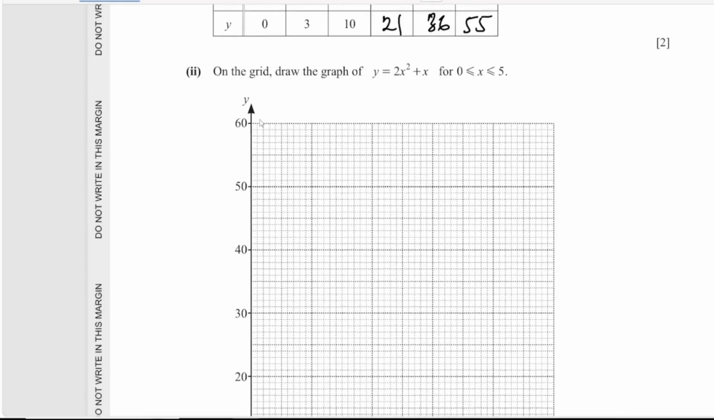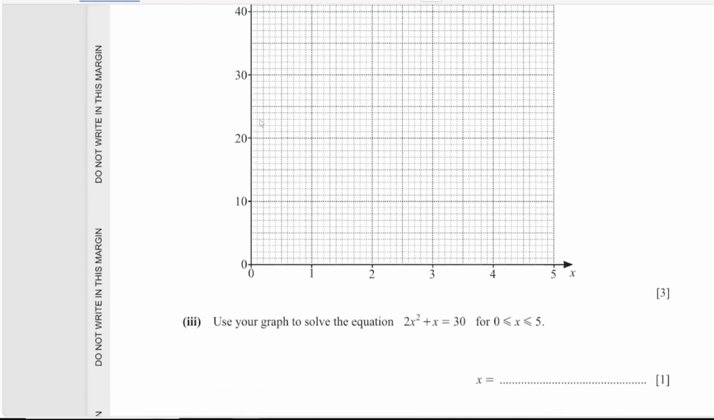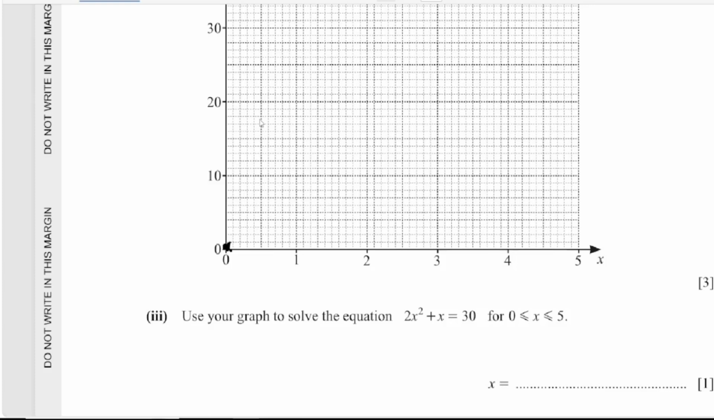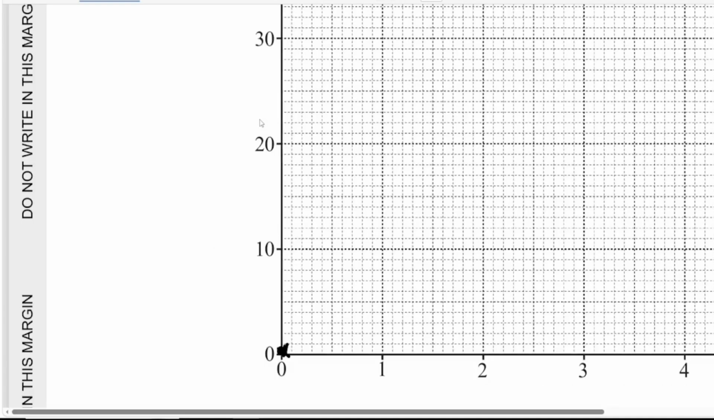Then we plot them. So the first point is 0, 0, 0 for x, 0 for y. Next is 1, 3, 1 here. You may count the lines over here, you realize there are 10. So each line is 1 unit. So 1, 3 is somewhere. Let me zoom in. 1, 3 is somewhere here. 1, 2, 3.